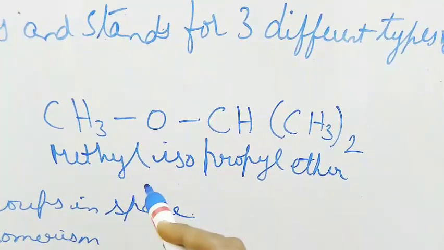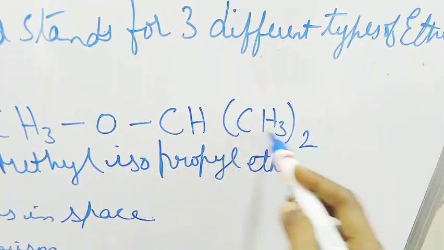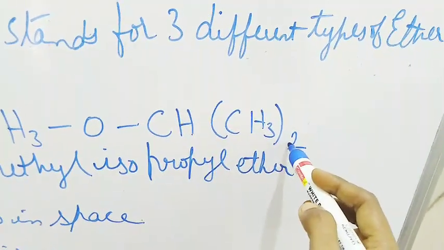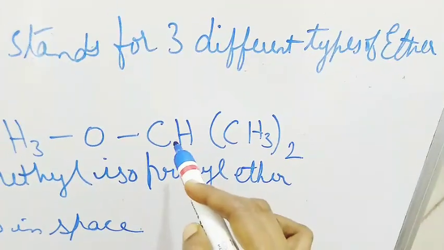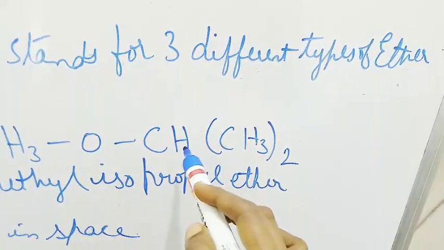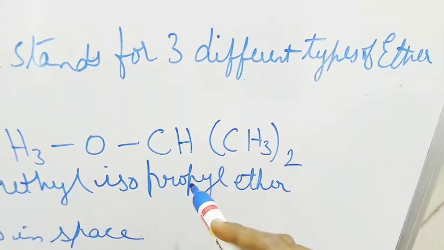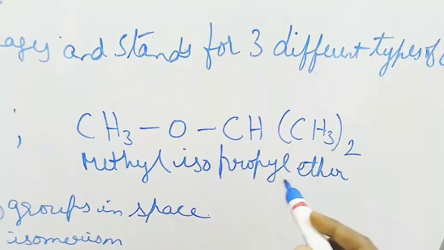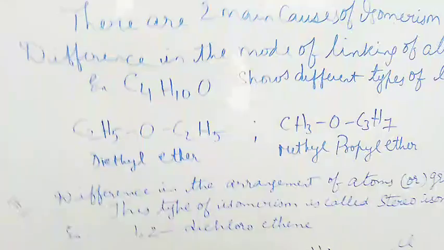Third type of ether is CH3-O-CH(CH3)2. CH3 means methyl. This one is isopropyl. Carbon: 2 plus 1, 3, so here itself we are having 3 carbon atoms. And here 1 hydrogen, and inside 3 twos are 6. 6 plus 1, 7. So this is isopropyl, where propyl means 3 carbon atoms. So methyl isopropyl ether. These are the 3 types of ethers which are being linked up. This is only due to the difference in the mode of how they are linked up.